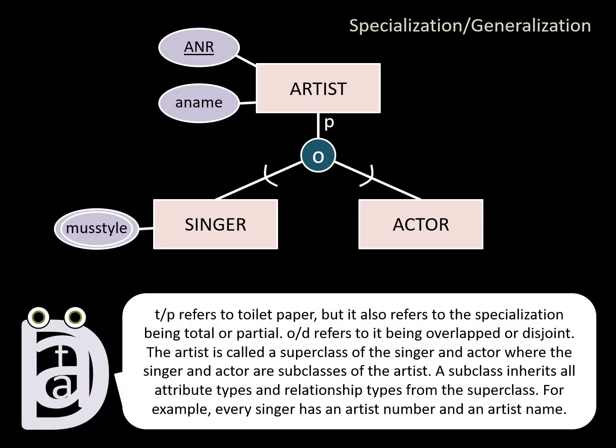TP refers to toilet paper, but it also refers to the specialization being total or partial. OD refers to it being overlapped or disjoint.